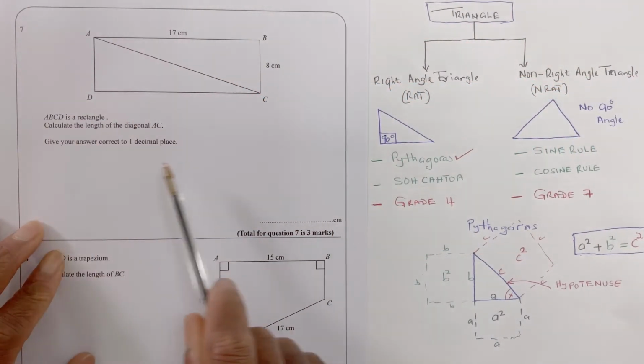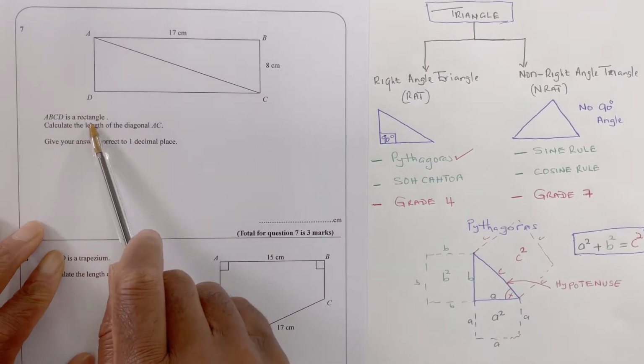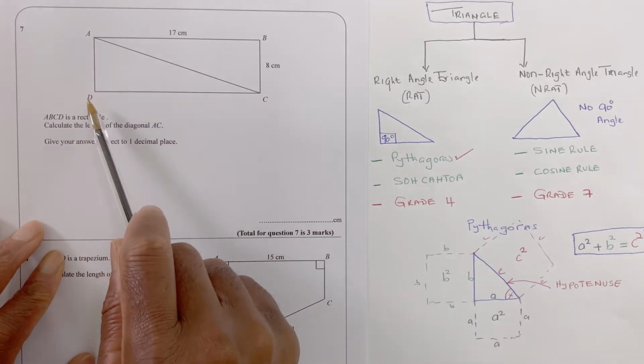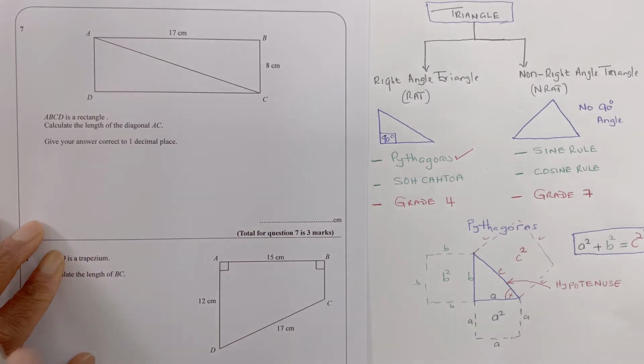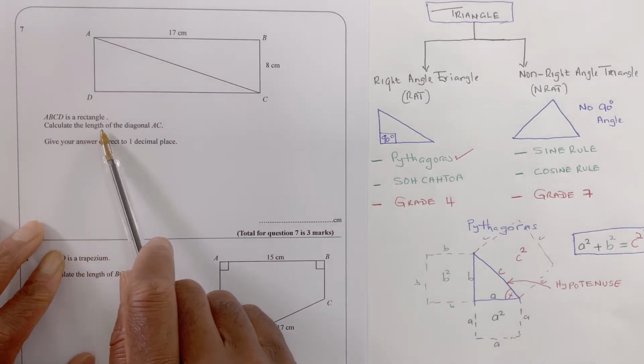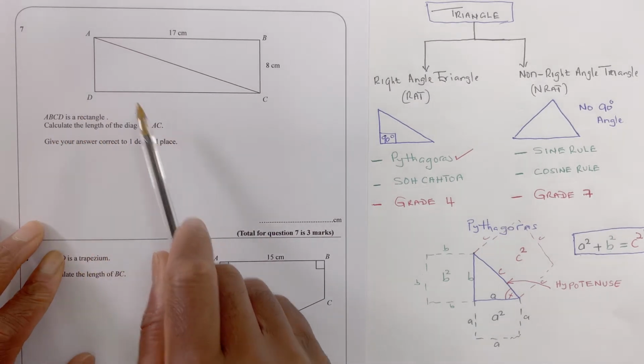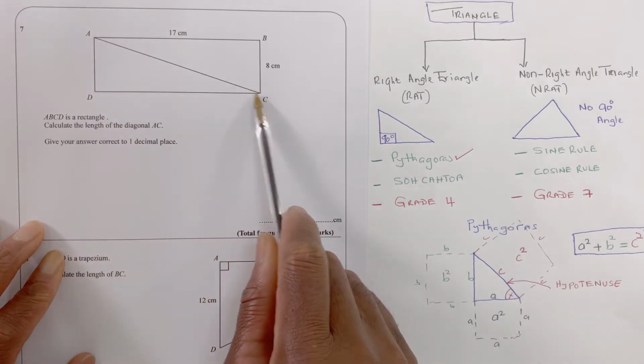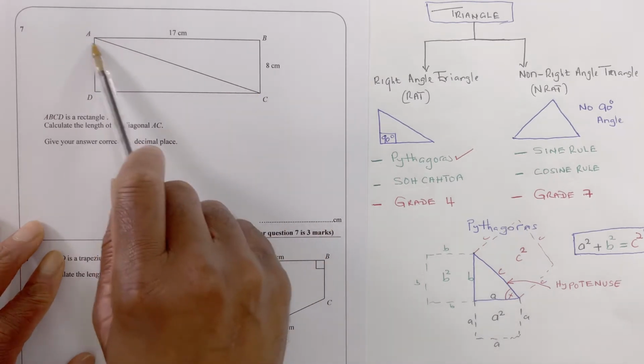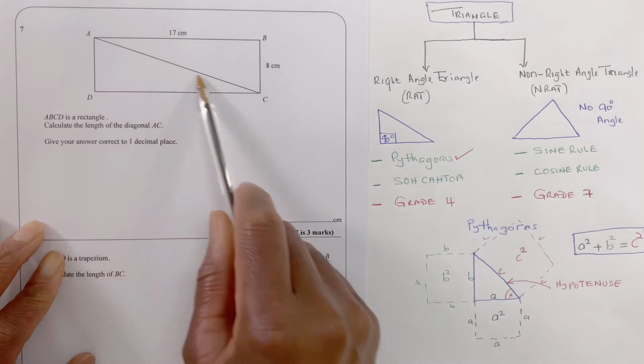Question 7. We have a rectangle here, ABCD, and we need to calculate the length of the diagonal AC. So that line here is a diagonal, and that's your AC. That's called a diagonal. You can see that's the longest side.